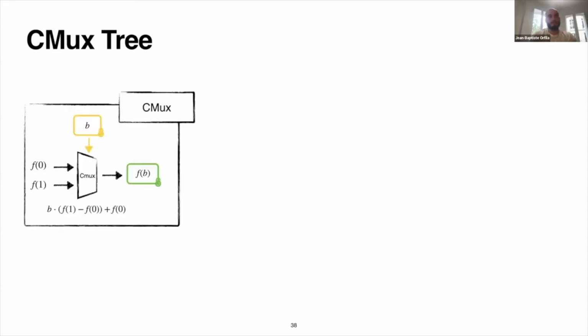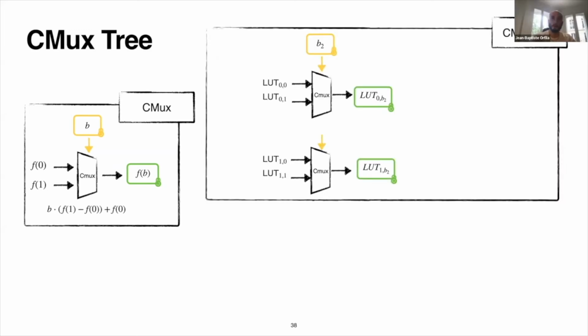So the CMUX tree, as the name says, is based on the CMUX. A CMUX is a simple operation which takes 2 inputs and also a selector, which is here a GSW, so an encrypted bit. Using these encrypted bits, we are able to choose the correct value, and in the end, we obtain an encryption of the function evaluated on this bit. So this allows us to choose the correct thing. By using a tree of CMUXes, we are able to choose the correct bit.